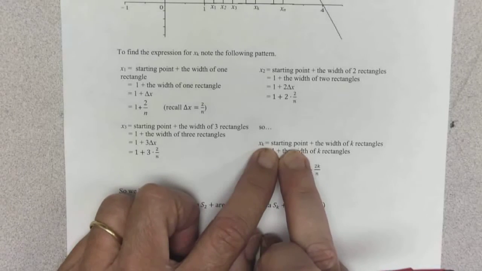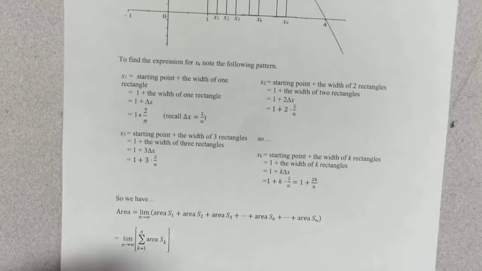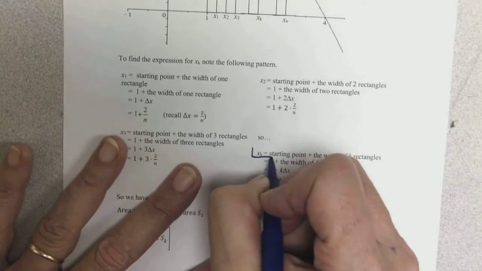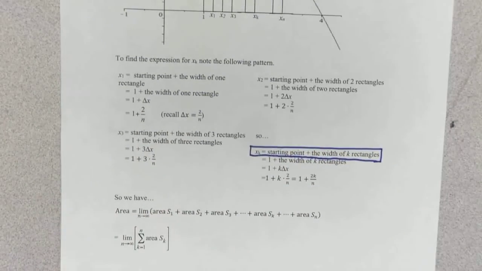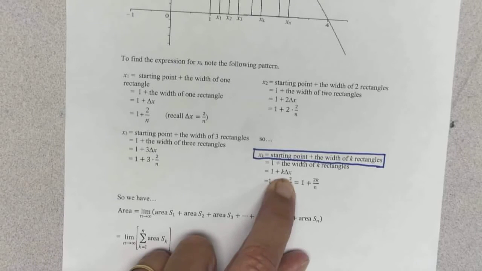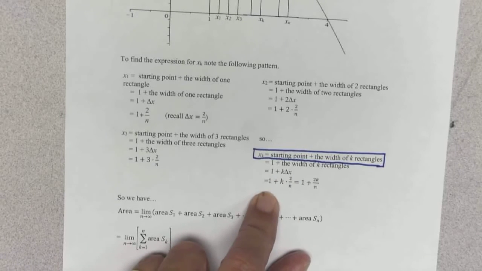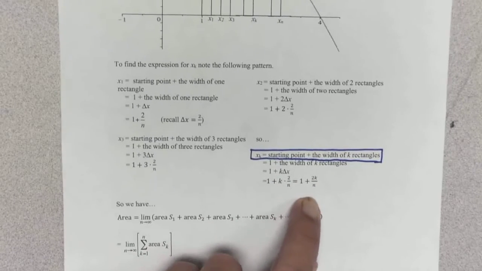So x sub k will be the starting point plus the width of k rectangles. And so there is a commonality for all the problems: your x sub k in general is going to be whatever your starting point is, 1, 2, 0, whatever, plus k rectangles. So in this particular case, 1 plus k delta x, so 1 plus k times 2 over n, or 1 plus 2k over n.